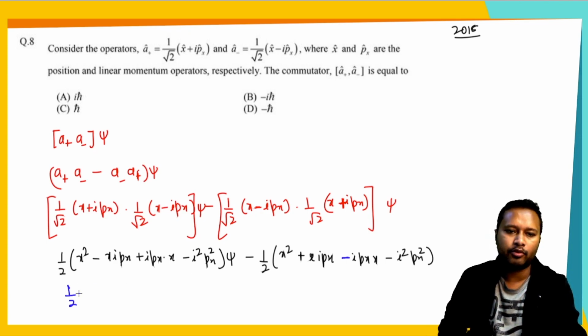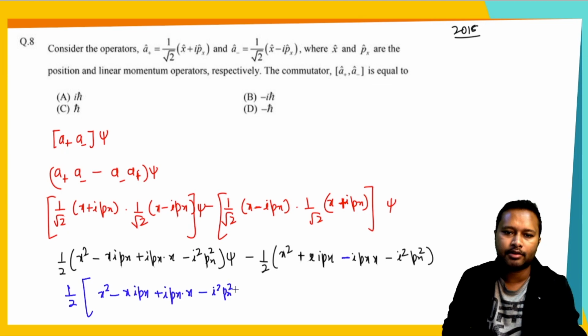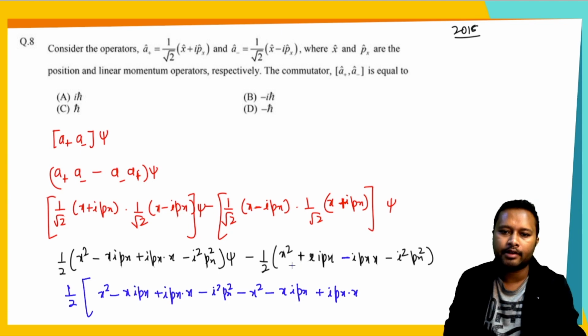So 1 upon 2 can be taken outside of the whole, and this will become x square minus x ipx and plus ipxx minus i square px square. If you open this bracket, it will become minus x square minus x ipx, and this minus will become plus ipxx, and this minus will become plus and it will be i square px square.